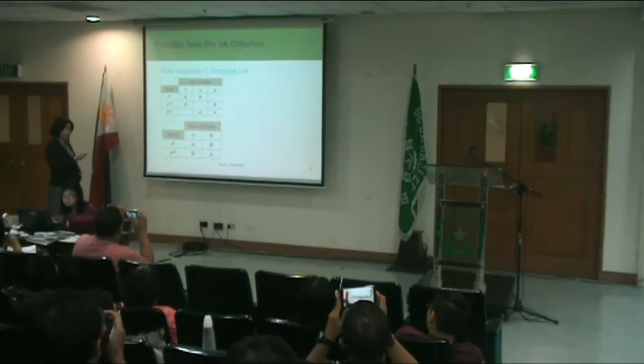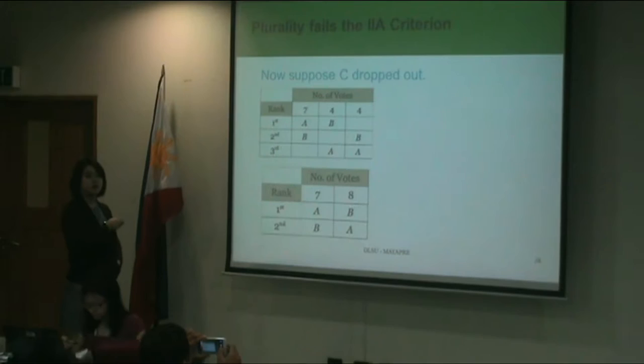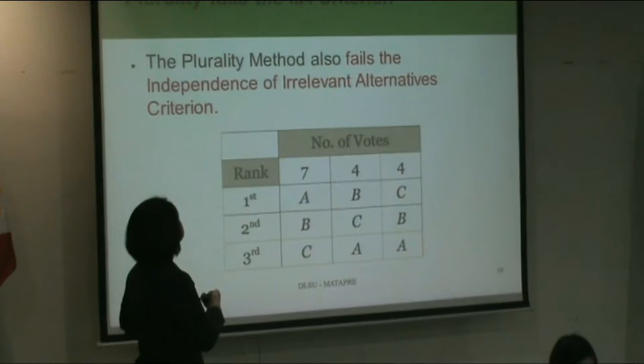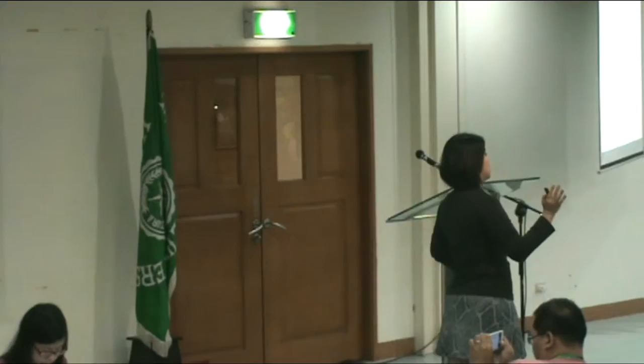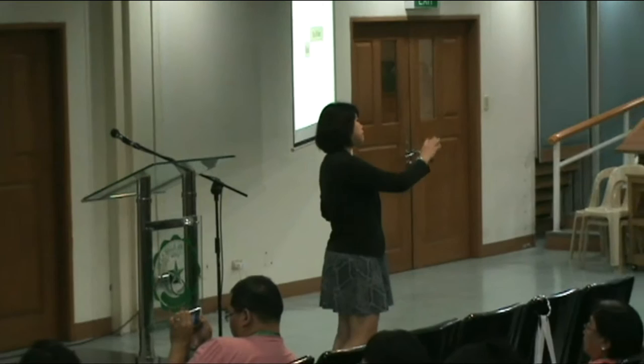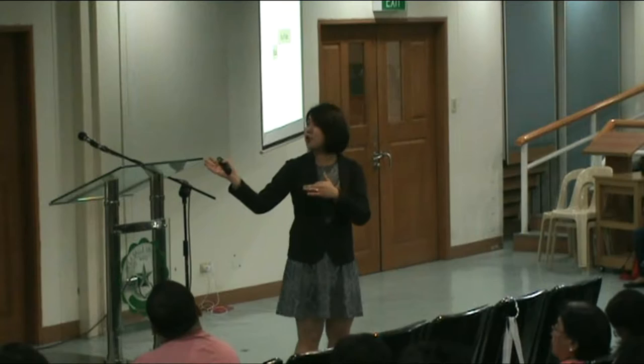Now, based on our new table, who will be the winner here? B, right? But in the original table, our winner was A. So that means the plurality method fails the independence of irrelevant alternatives. But we have to clarify to our students that it's not always the case that plurality will fail. We're talking about this in general. If you have a plurality, you cannot automatically say that it will fail. There are some examples where using plurality, you will also satisfy the independence of irrelevant alternatives.